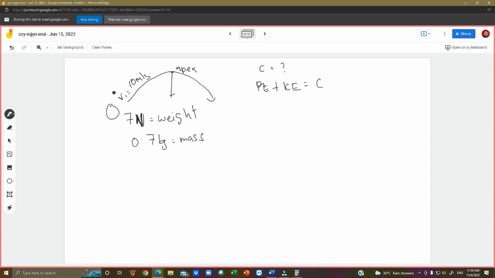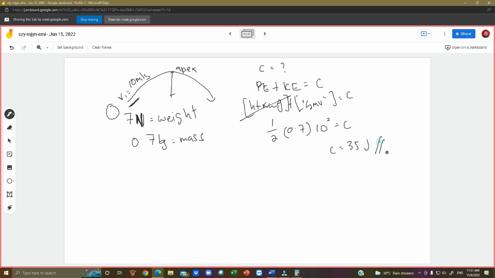Jadi kita nak guna yang mana? We are going to use KE. So kita ada V. Okay, height times weight plus half mv square equals to C. So we are going to consult the constant based on KE at the base. Jadi, kat base, kita tak ada potential energy. We only have half. M is 0.7 and the velocity is 10 square equals to constant. So, they will be 100. 1, 2, 70. Half of it is 35 joules.